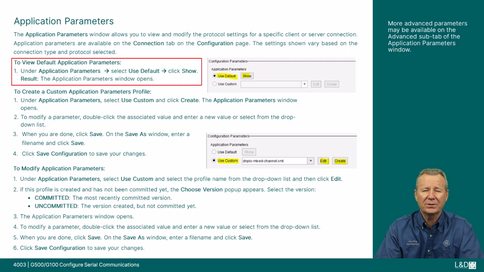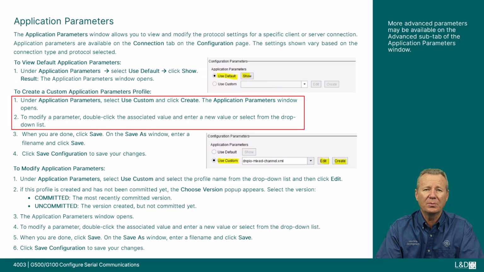To view default application parameters, under Application Parameters, select Use Default and then click Show. The result should be the Application Parameters window opens. To create a custom application parameters profile, under Application Parameters, select Use Custom and click Create. The Application Parameters window opens.